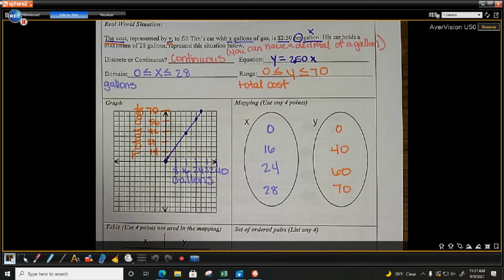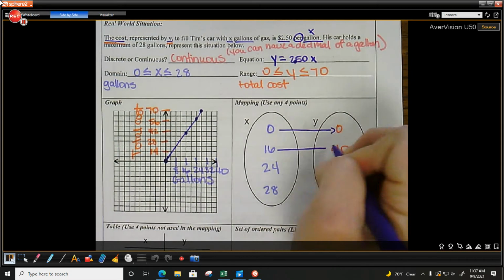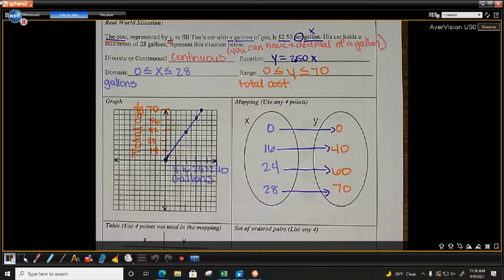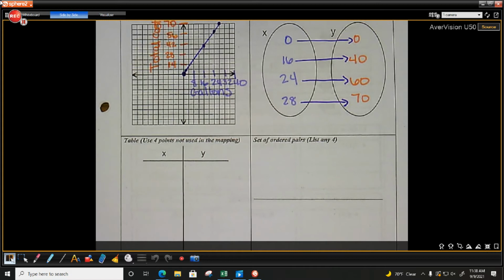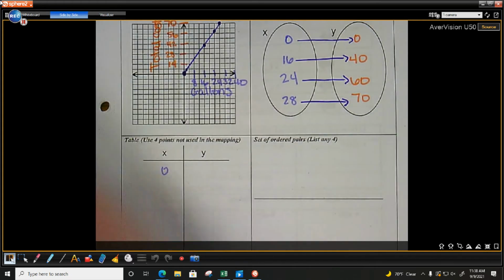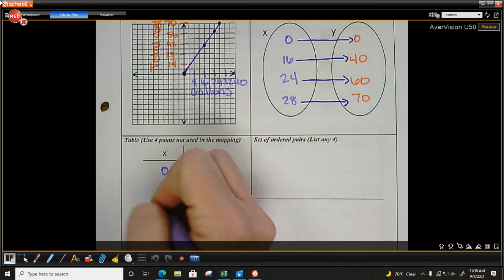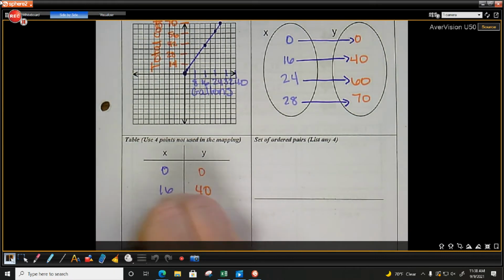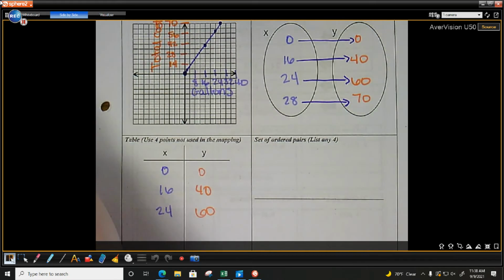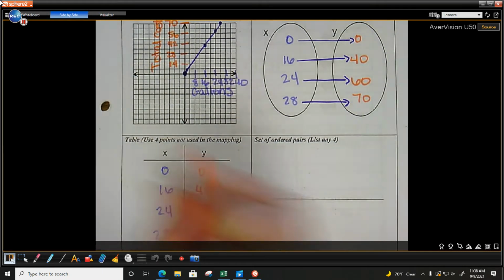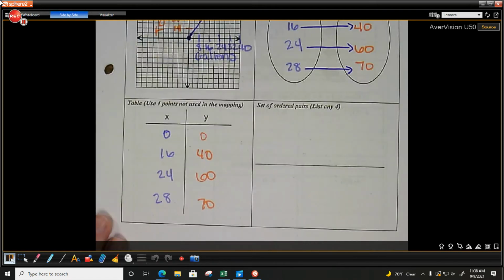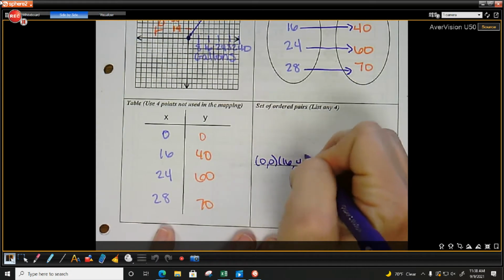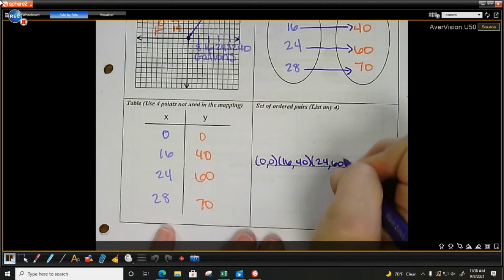So when I had 0 gallons, $0. 16 gallons is 40, 24 is 60, and 28 is 70. Then let's write our table. My table is going to be 0, 0. 16, 40. 24, 60. And 28, 70. Then write your ordered pairs: 0, 0, 16, 40, 24, 60, 28, 70.